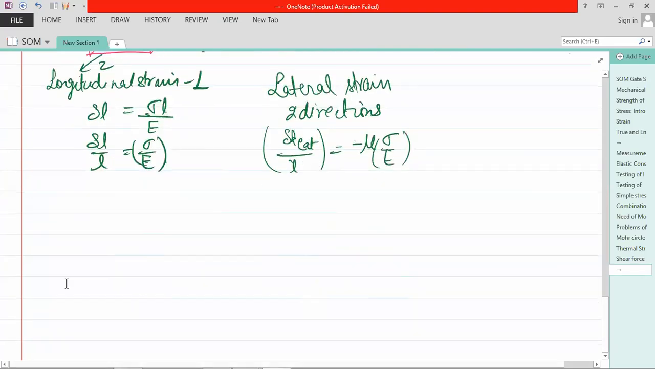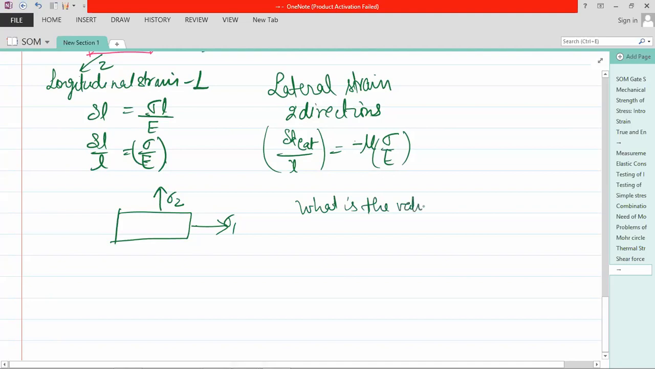Let me give you a little more. Suppose you have a two-dimensional body and you apply both sigma 1 and sigma 2. It is a two-dimensional body. Then what is the value of strain in the one and two directions? Any guesses? If everything is the same in dimension, L, L and E are the same. Any guesses?